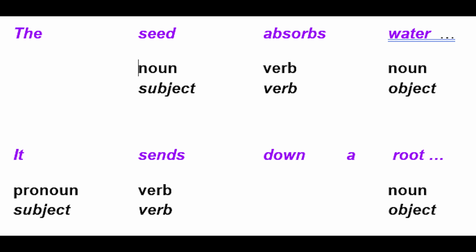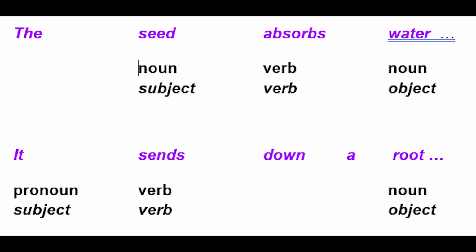I've taken a long sentence from the paragraph that I wrote the other day and I've shortened it to a simple sentence with just a subject, a verb and an object. In this sentence, the seed absorbs water. The most important noun is the word seed. It's the one that does the action. What action is it doing? Well, it's absorbing. What is it absorbing? The water. That's the object of the sentence.